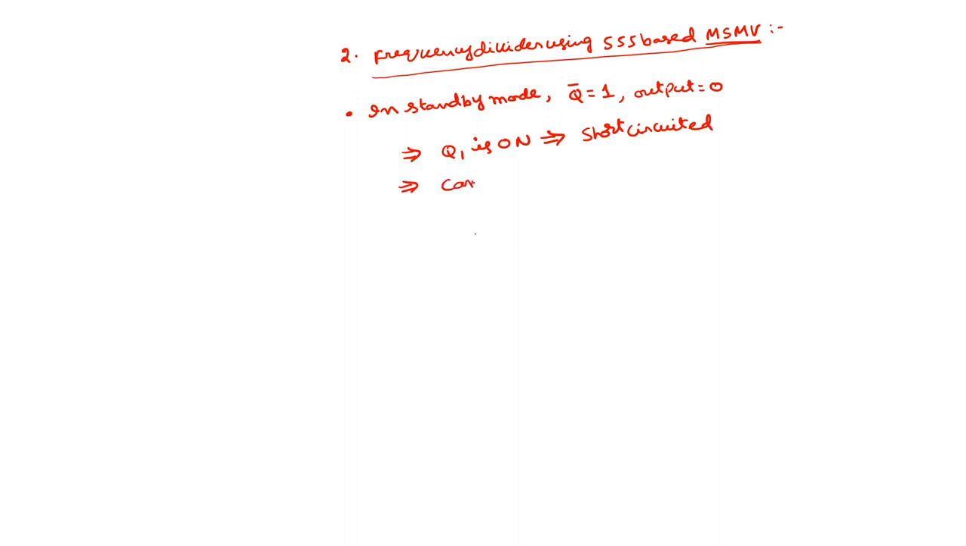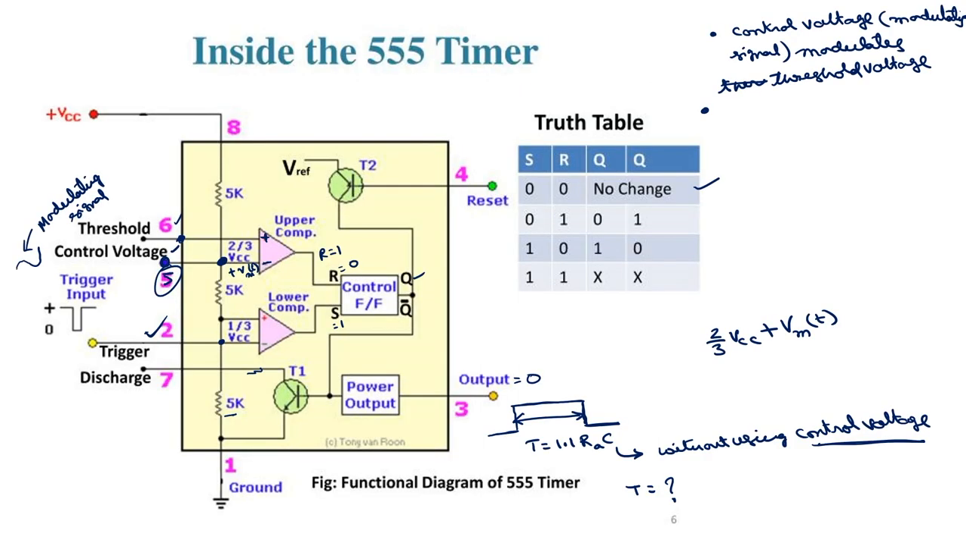implies capacitor clamps to ground. This is clear from the diagram that we have considered. Even if we take this diagram also, here in fact this trigger pulse is applied and capacitor is connected across here between 6 and 1. Here in fact this capacitor is connected. And there is a resistor here, RA, in monostable multivibrator.